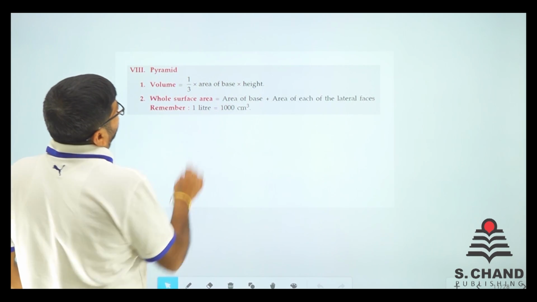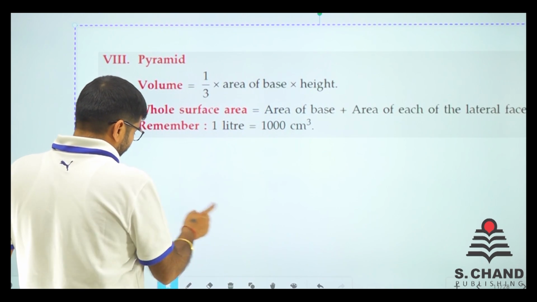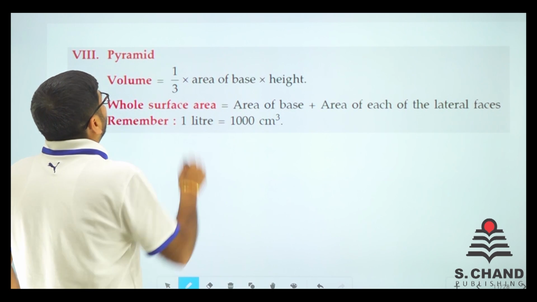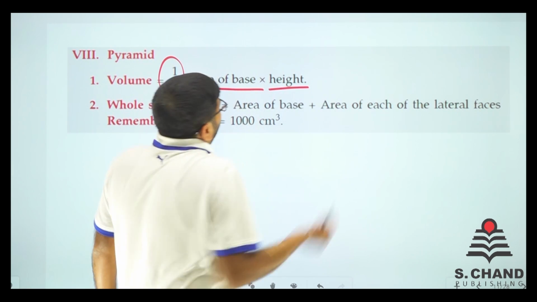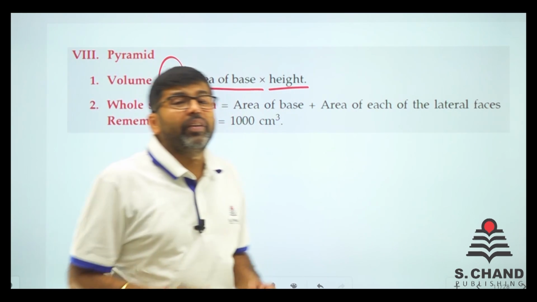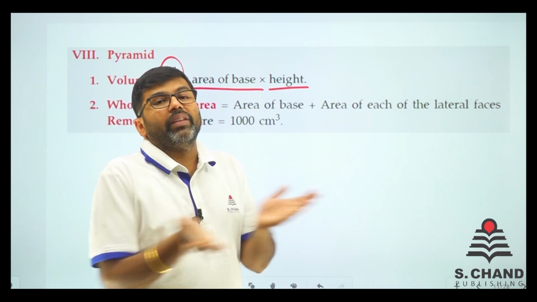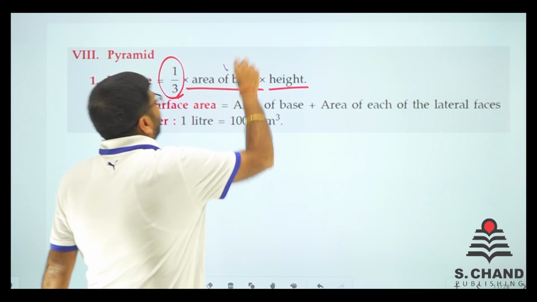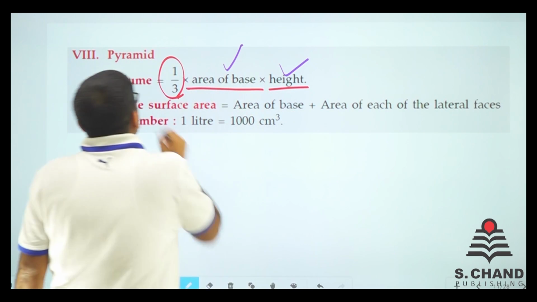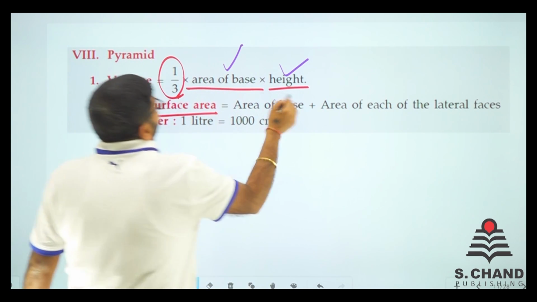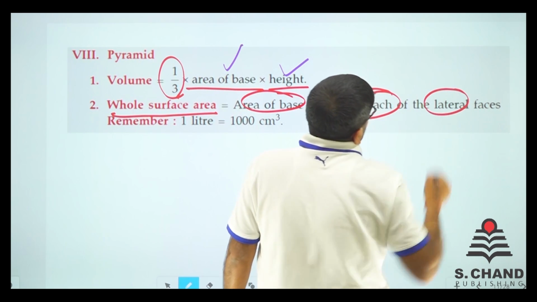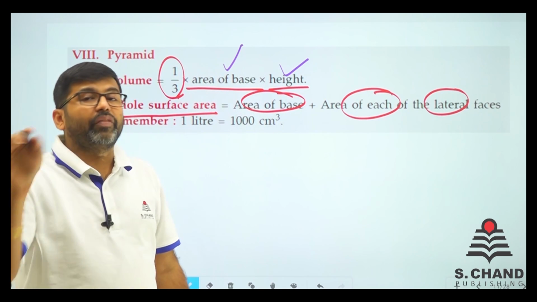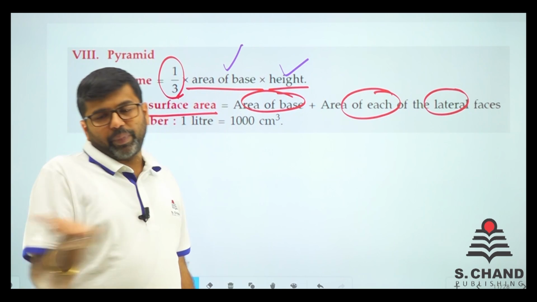One is pyramid. So when you talk about pyramid, the volume is 1 by 3 into the area of the base into the height, and we do it always like that. If it is a pyramid, just 1 by 3 and then area of the base and the height. Whole surface area is area of the base plus the area of each of the lateral faces. So just find out the lateral faces, find out the area plus the area of the base.